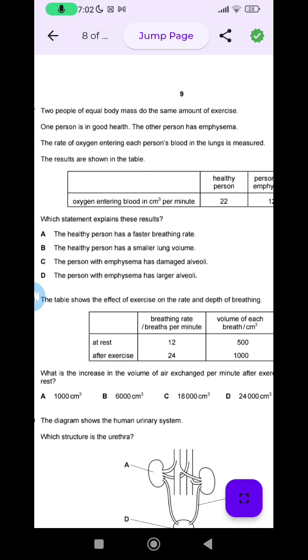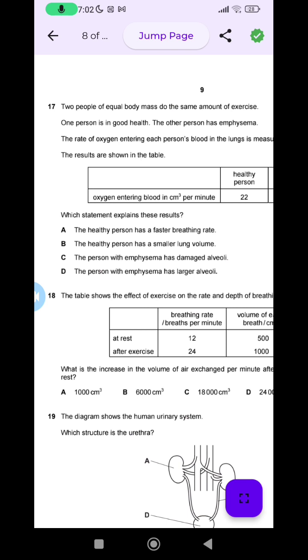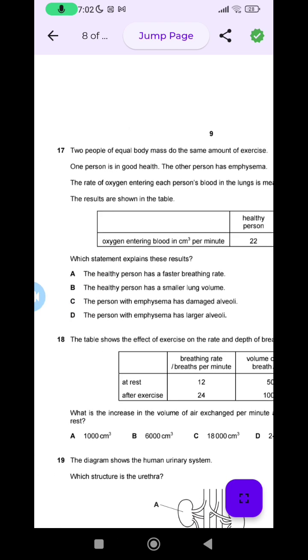The healthy person has a faster breathing rate. This cannot be correct, as he's already told us that there is equal body mass and equal amount of exercise. So A is also not fit for the answer. The healthy person has a smaller lung volume. If a healthy person had a small lung volume, he would have gained less oxygen than the person with emphysema. So B is also incorrect, leaving us with only C, saying that the person infected with this disease has damaged alveoli, which is correct because that's the reason he absorbed less oxygen.